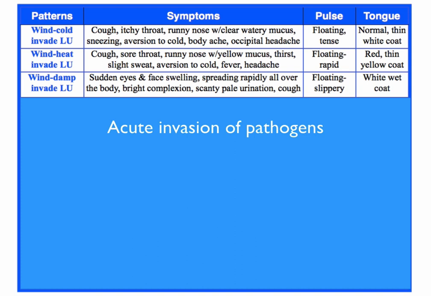So the pulse usually is floating because it's on the surface, because the pathogen is still external. It hasn't penetrated deeply in the body, so hopefully your body can fight it. And the tongue usually is normal unless there are other underlying patterns from a chronic issue. And then we have a thin white coat. The thin white coat represents the excess cold invasion.